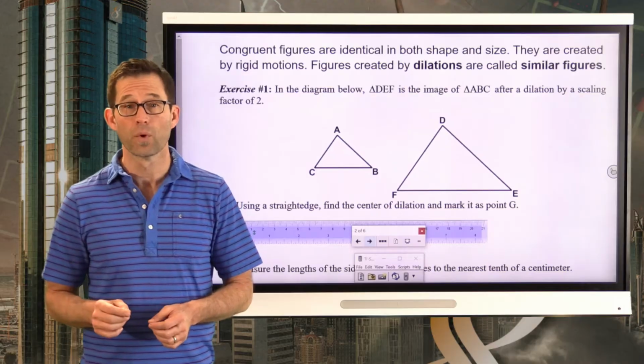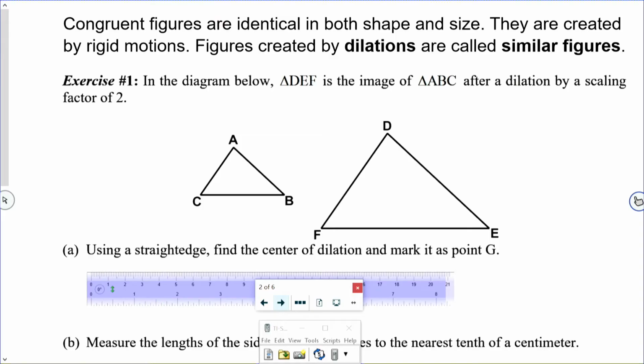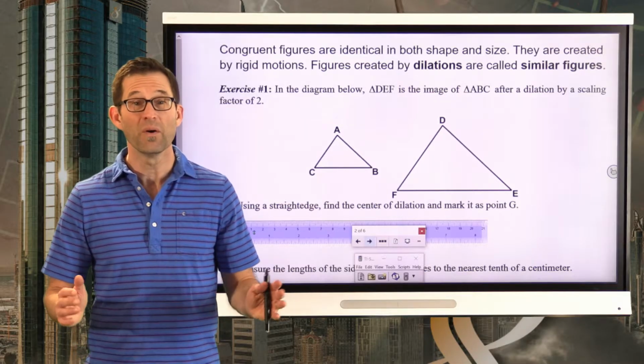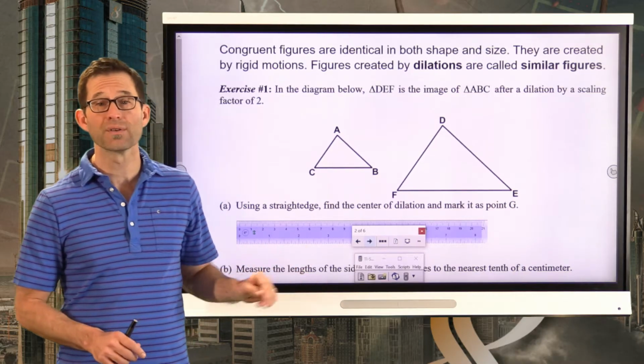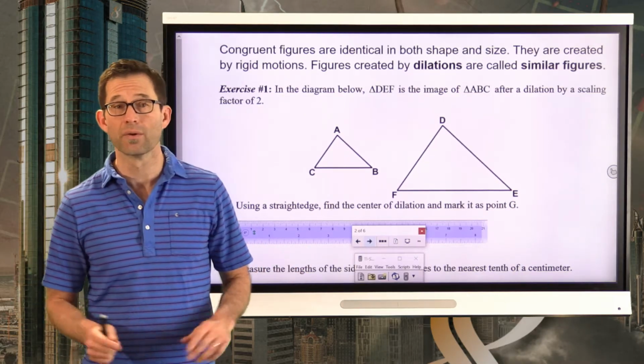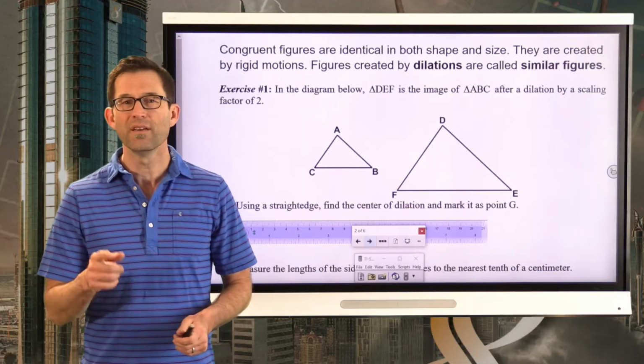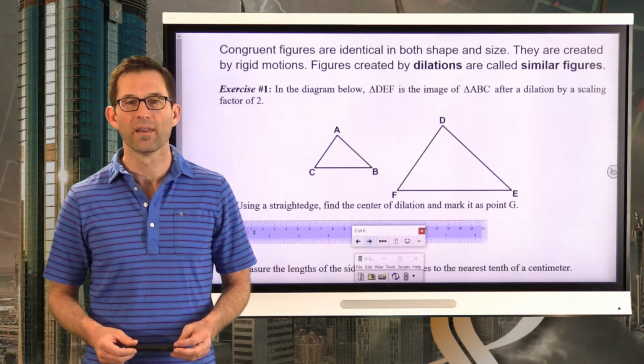Let's get right into it with exercise number 1. In the diagram below, triangle DEF is the image of triangle ABC after a dilation by a scaling factor of 2, our favorite scaling factor. Letter A: using a straight edge, find the center of dilation and mark it as point G. Why don't you go ahead and do that? You're also going to need a ruler measured in centimeters, so you might as well have them both. See if you can locate the center of dilation.